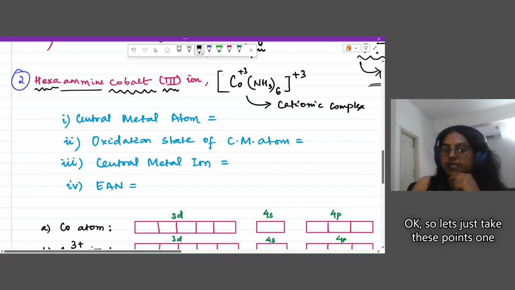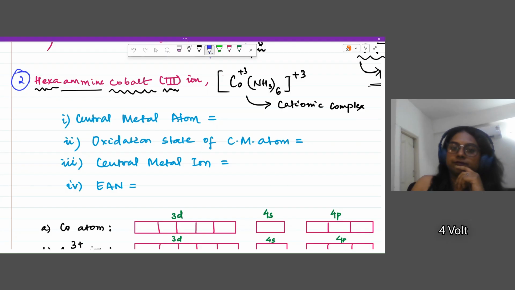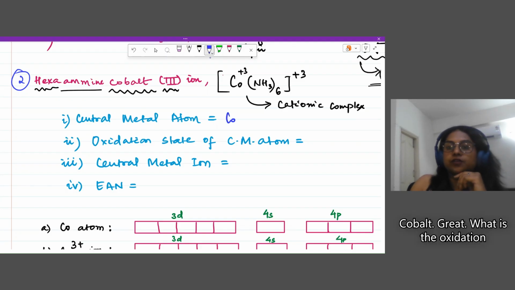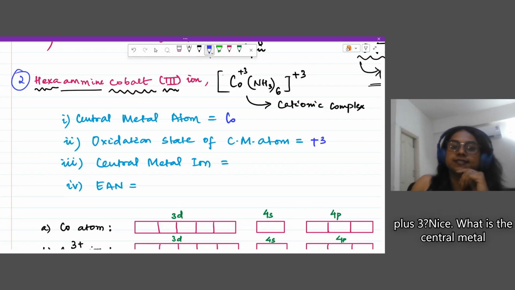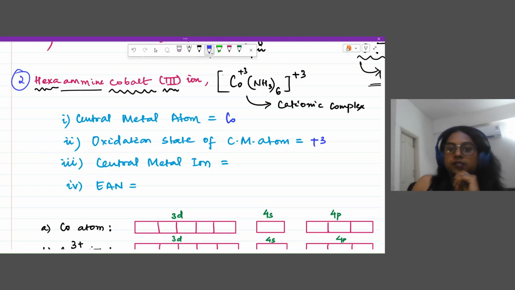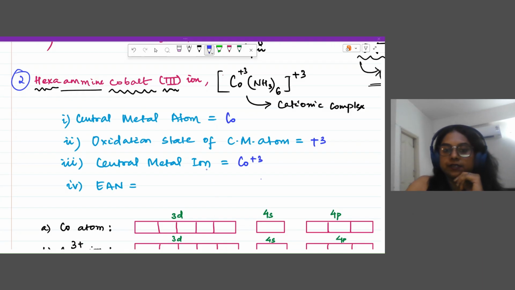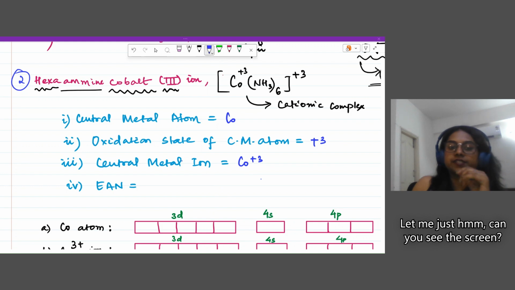Okay, so let's take these points one after the other, like we did in the previous case. What's the central metal atom for this particular case? Cobalt. Cobalt, great. What is the oxidation state here? +3. +3, nice. What is the central metal ion as a result of the oxidation state? Co+3. Co+3, wonderful. One second, let me just, hmm. Can you see the screen? Yes. Okay, clearly visible, great.